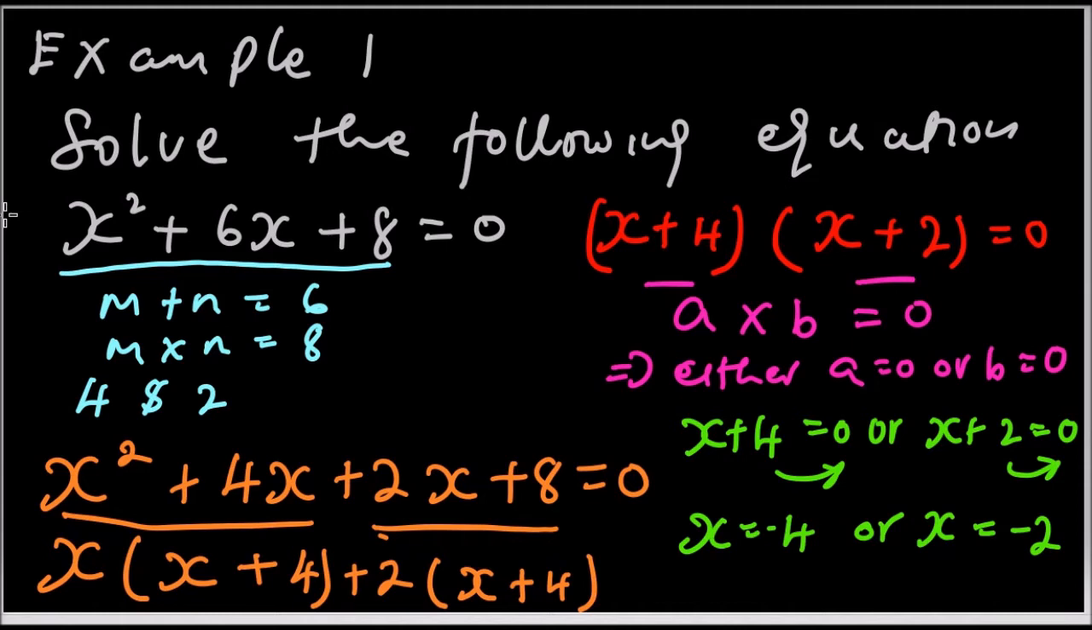What about x is equal to minus 2? Minus 2 squared is 4. Plus 6 times minus 2 is minus 12. So 4 plus minus 12 is minus 8. Minus 8 plus 8 will give you 0. So this means that the two values satisfy our equation, and that is how we solve a quadratic equation.